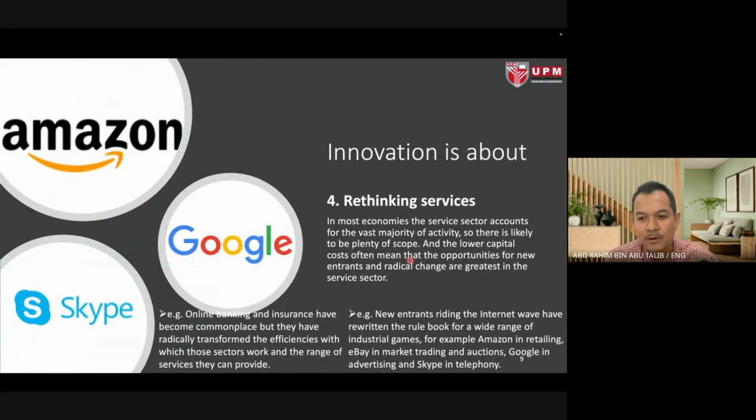And innovation is also about rethinking services, right? So you try to think about new services that can be implemented. In most economies, the service sector accounts for the vast majority of activity. So there is likely to be plenty of scope, and the lower capital costs often mean that the opportunities for new entrants and radical change are greatest in the service sector. Like online banking and insurance have become commonplace, but they have radically transformed the efficiency with which those sectors work and the range of services that they can provide.